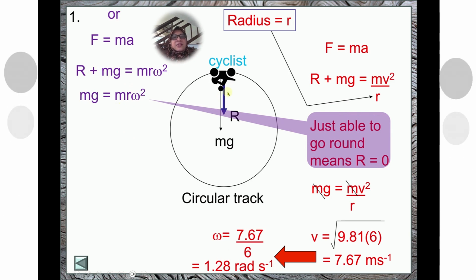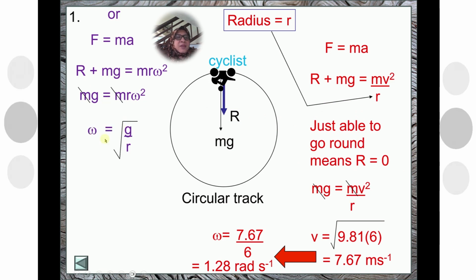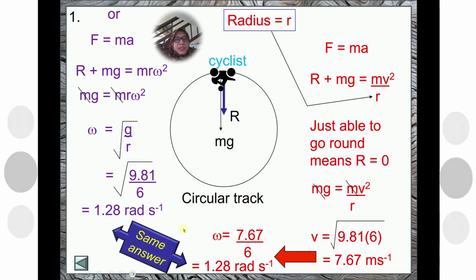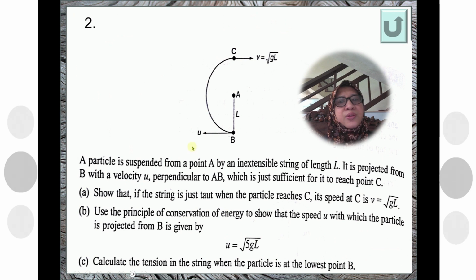For the cyclist to manage to go round at the top, this means R equals 0. Substituting into here, we get mg equals mr omega squared. Cancel the m and we get angular velocity equals the square root of g over r. This is the same as before, but here we go direct because we substituted v equals r omega in the earlier part already. Now we substitute g 9.81 and radius 6 into the equation and we get the same answer, 1.28 radian per second. Okay, so now we go to question 2.